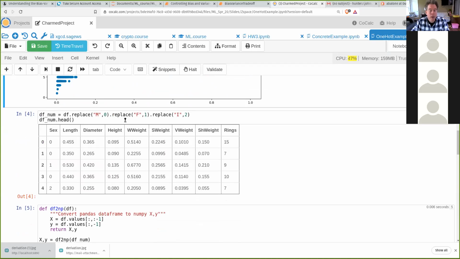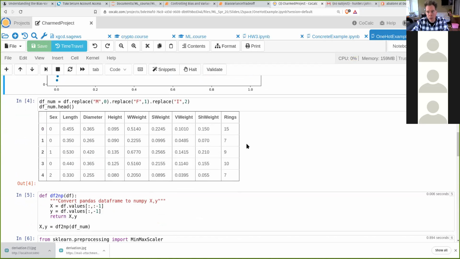Now here's the question that we're supposed to be talking about. We have to convert these letters, M, F, I, into numbers somehow. So how should we do that? The obvious thing to do is just to convert them into numbers. So M will be 0, F will be 1, and I will be 2.